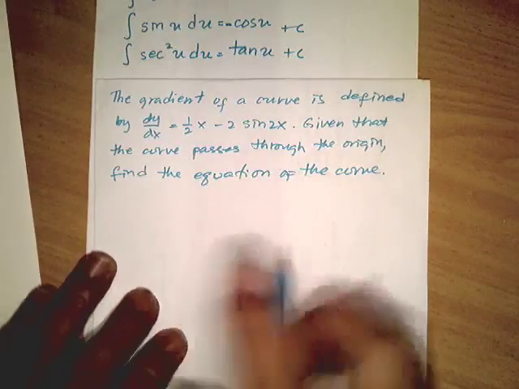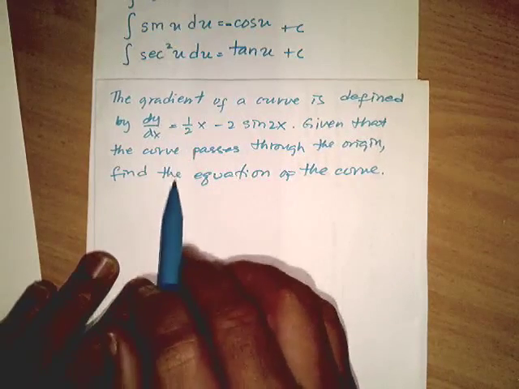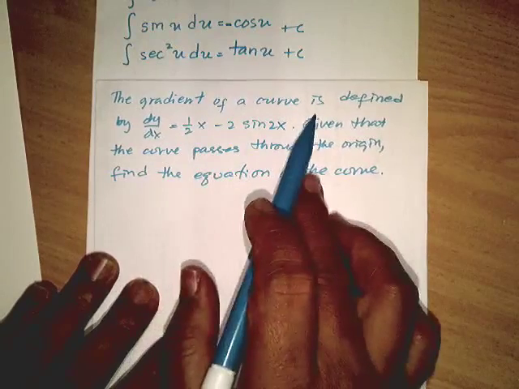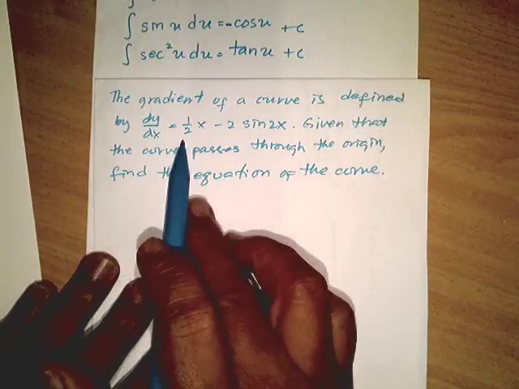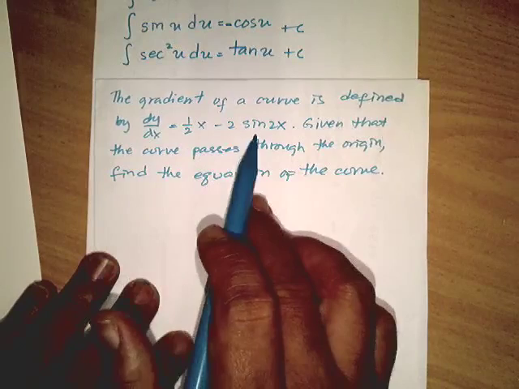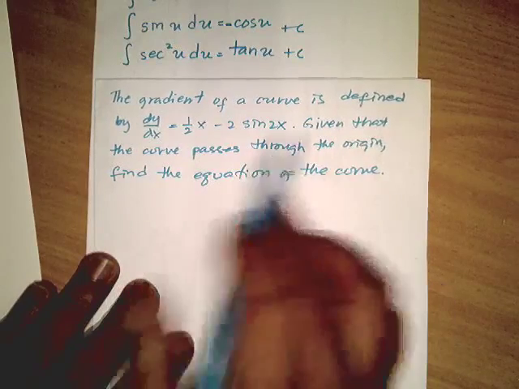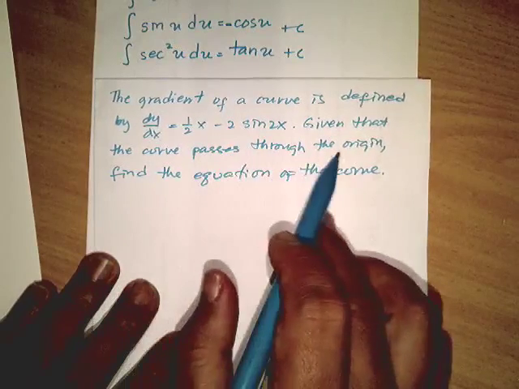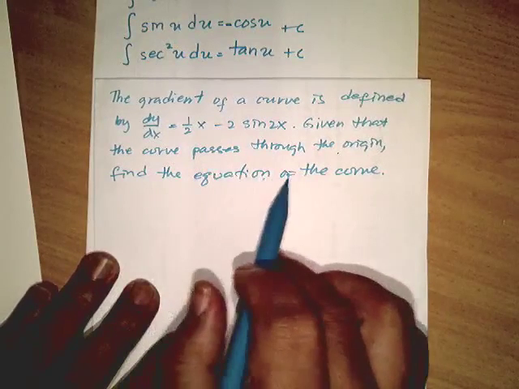Alright, so let's try to discuss this example. The gradient of a curve is defined by dy/dx equals 1 half x minus 2 sine 2x. Given that the curve passes through the origin, find the equation of the curve.